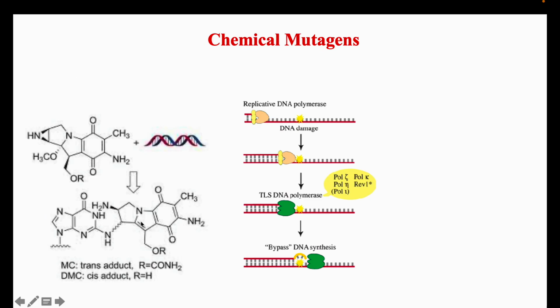Then we have chemical mutagen. The another example was mitomycin C, right? We had option B was mitomycin C. So this is the structure of mitomycin C. What happens? Mitomycin C forms an adduct with the DNA. And what is this adduct?